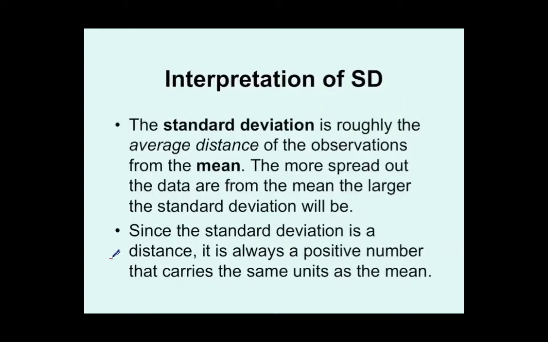And one more time, what is the interpretation of the standard deviation? It is roughly the average distance of the observations from the mean. The more spread out the data are from the mean, the larger the standard deviation will be. Now, since the standard deviation is a distance, it is always a positive number, and again, it carries the same units as the mean, which are the same as whatever our data carried, okay?